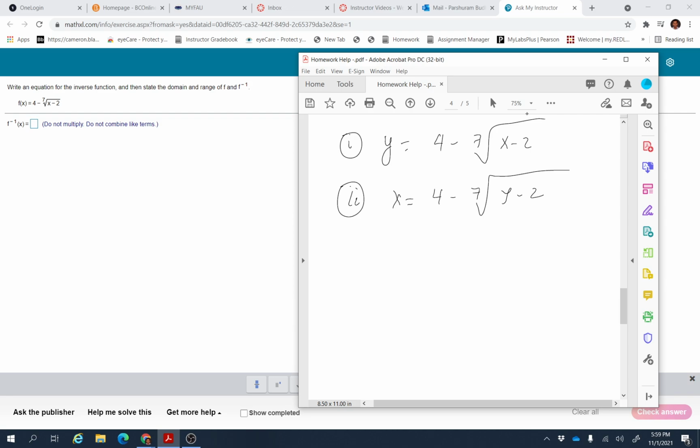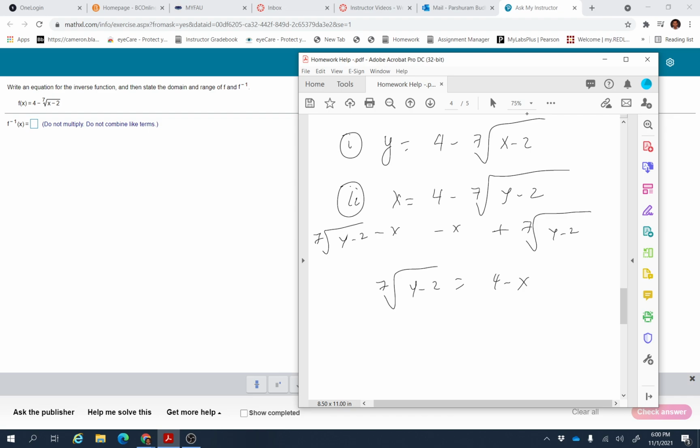Solving for y means you bring the y term on the left side, the x term on the right side. So by doing this, let's subtract x and then add 7th root of y minus 2, both sides. If you do that, on the left side there will be 7th root of y minus 2, and on the right side there will be 4 minus x, because this x and this x will be cancelled out. So there is a 7th root.